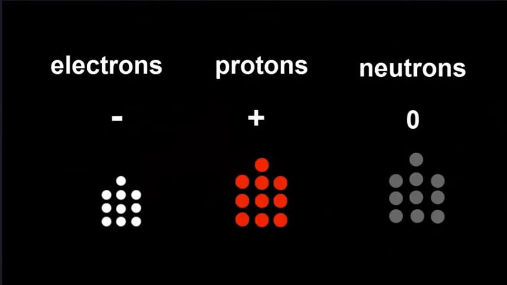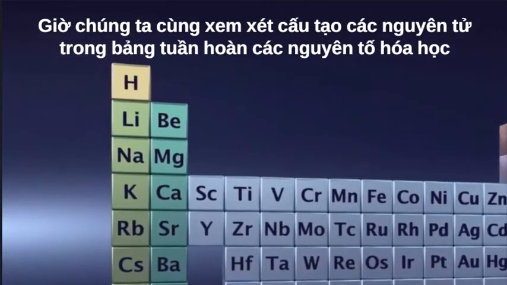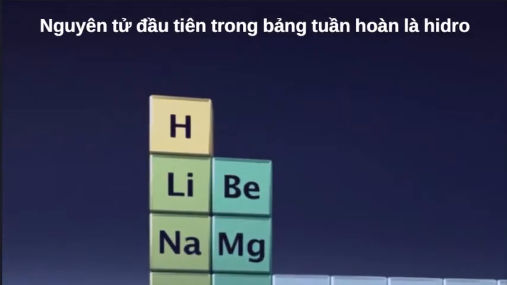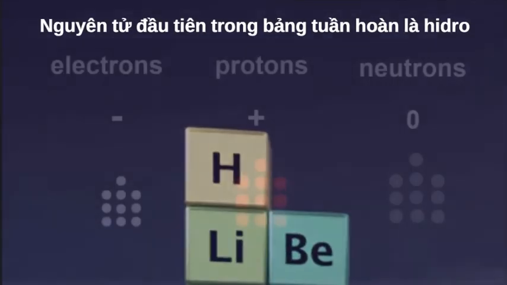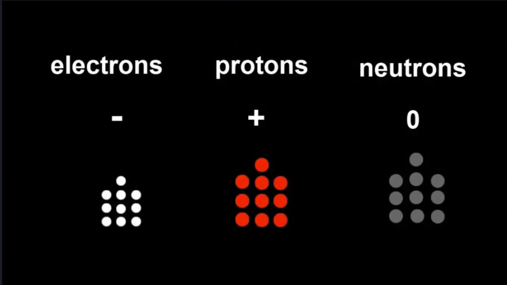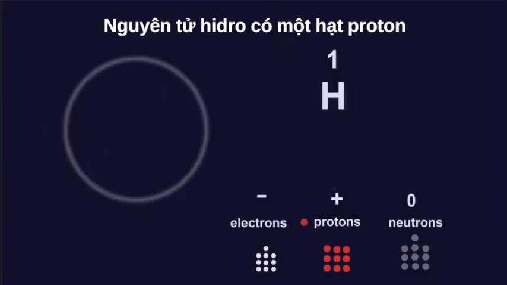Let's pretend we have a pile of each of these particles, and then build some atoms from scratch. What's the simplest and lightest atom you can think of? It must be the one with an atomic number of 1. Did I hear you say hydrogen? It makes sense that this atom is made by using just one proton.